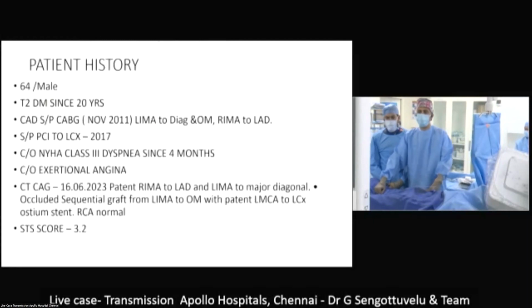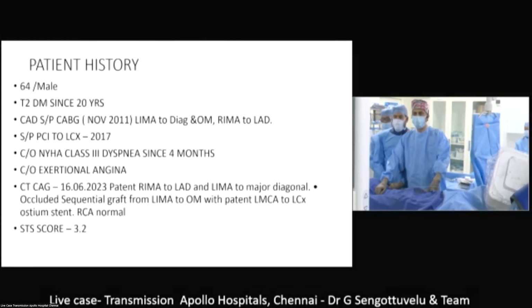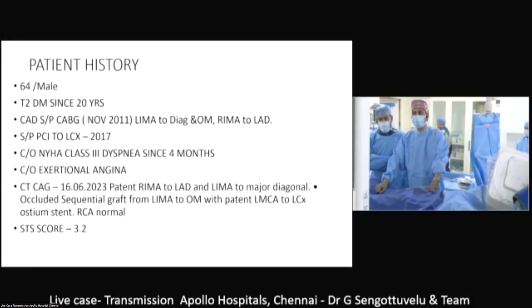So this is a 64-year-old male. He's a diabetic, and he had CABG surgery in 2011 with LIMA to diagonal and a skip graft to obtuse marginal, and RIMA to LAD. Subsequently, he was found to have occlusion of the circumflex graft, the OM graft. So he had a stenting to circumflex in 2017. And for the last 4 months, he was found to have class 3 symptoms, exertional angina.